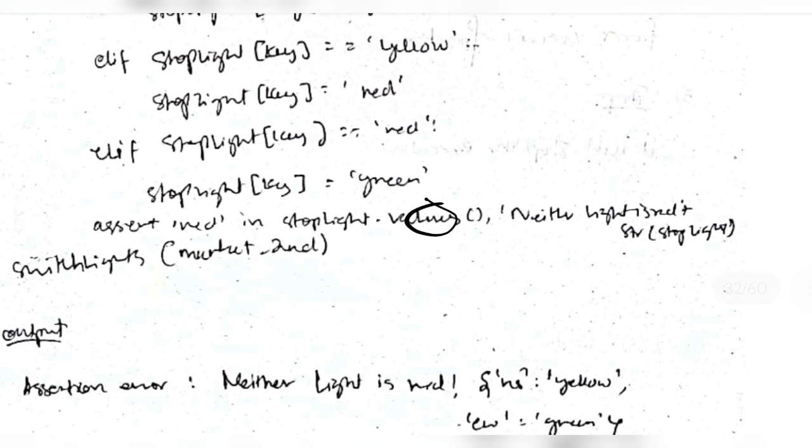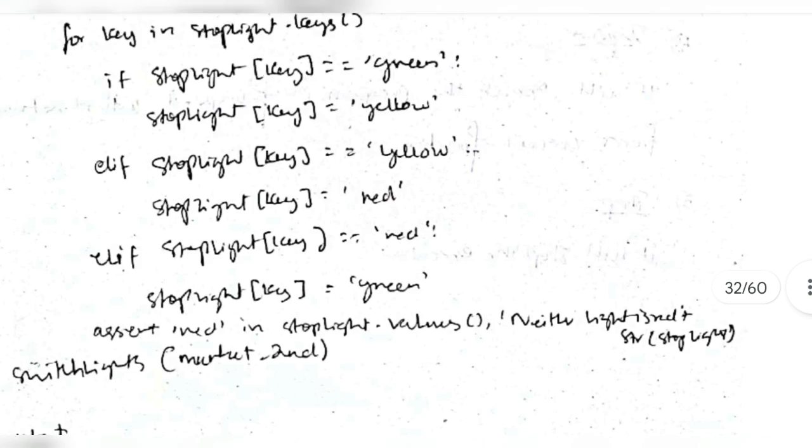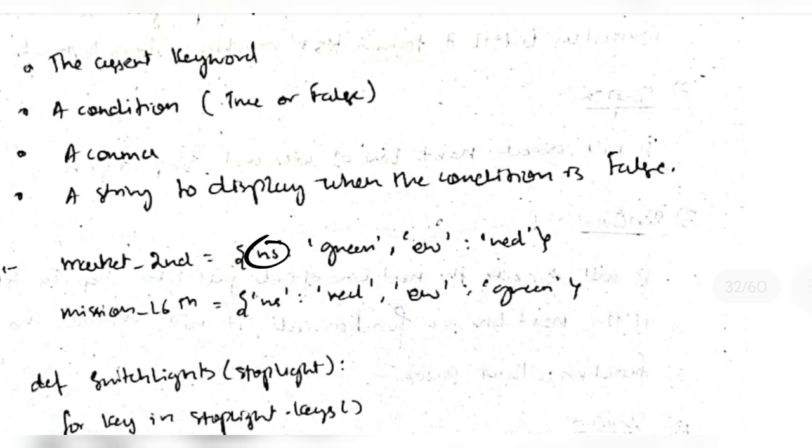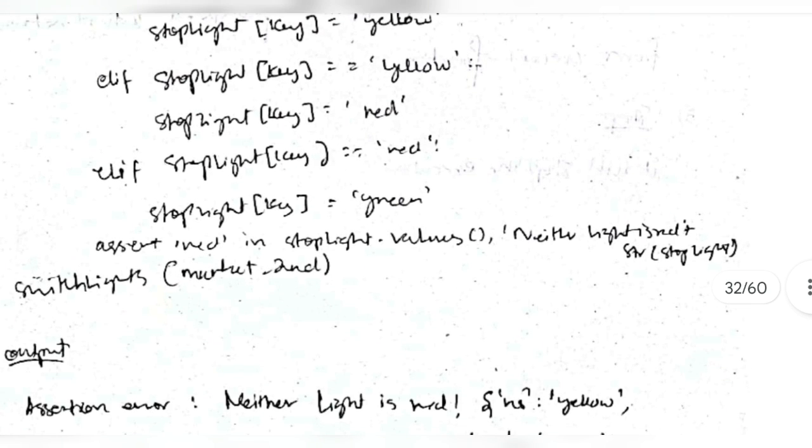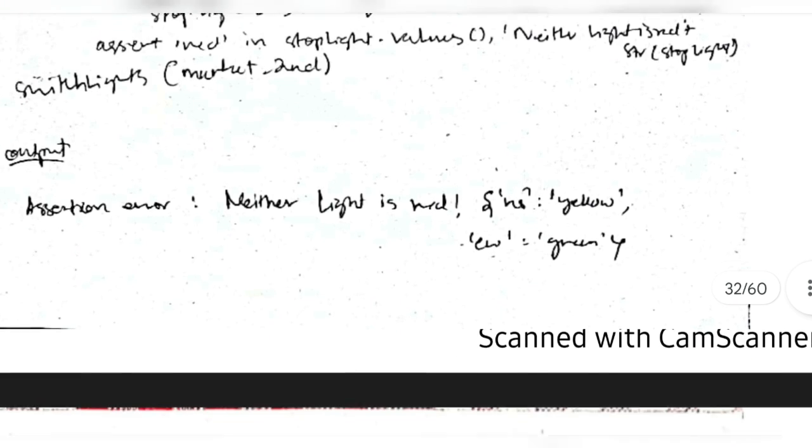And in that, in the second part of the dictionary, these are the keys, right? NS is the key and EW is the key. These are the values, green and red. So in green and red, if red is not present at that time, it should output that neither light is red. Okay, so that's how the assertion is used.